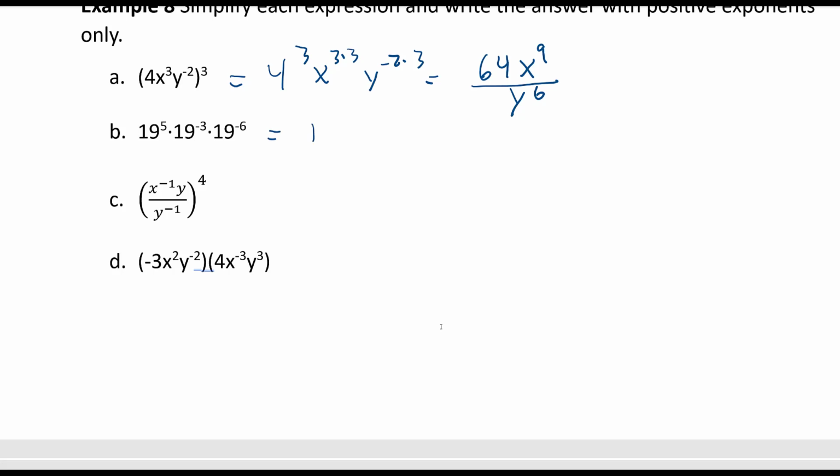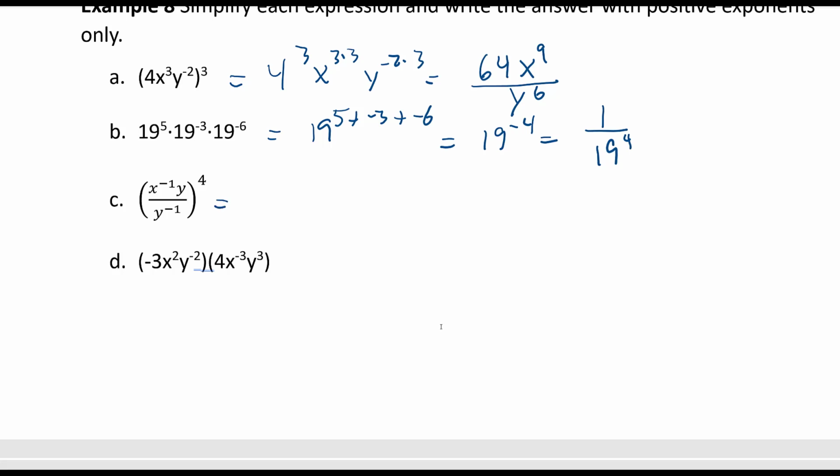So here we have 19 to the 5th plus negative 3 plus negative 6. So it's 19 to the, that's 5 and negative 9, so negative 4. So I'm going to leave this as 1 over 19 to the 4.